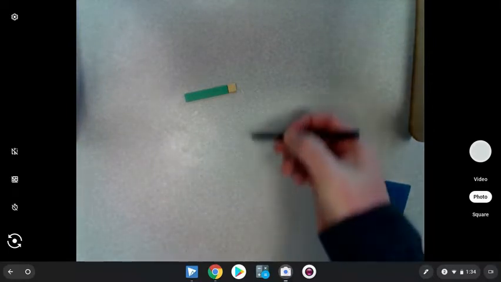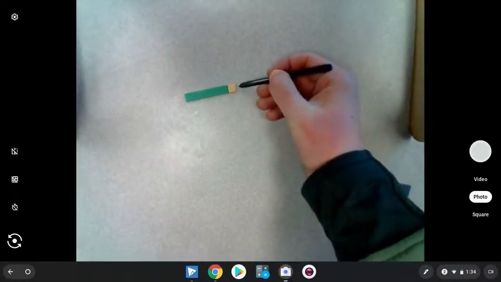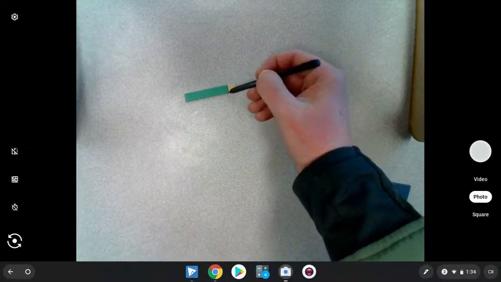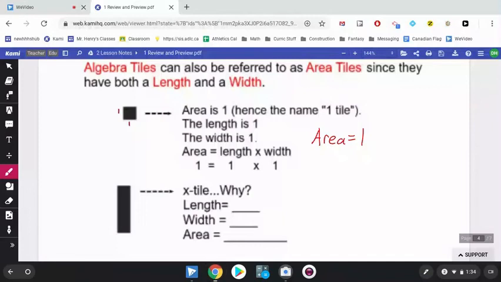So if this X tile had a dimension of 1, the top and bottom of an X tile would be the same dimension. So I go back to my sheet and I fill that in. I know that dimension. Okay? So the length is 1. The width, I'm not sure.